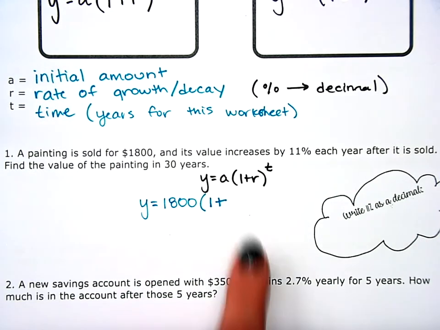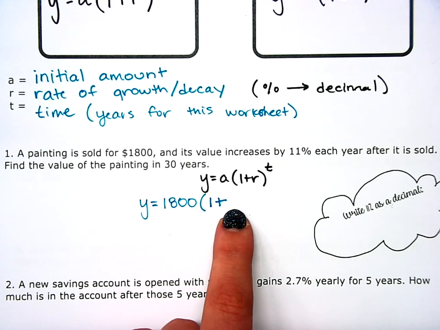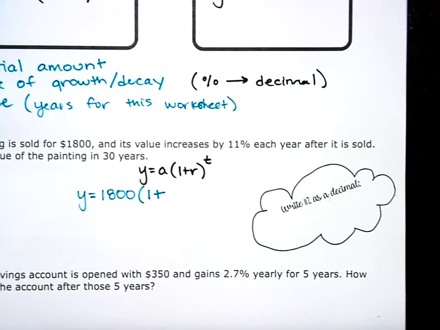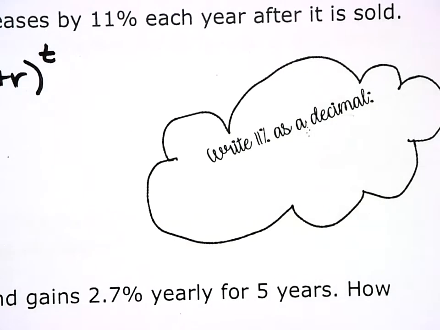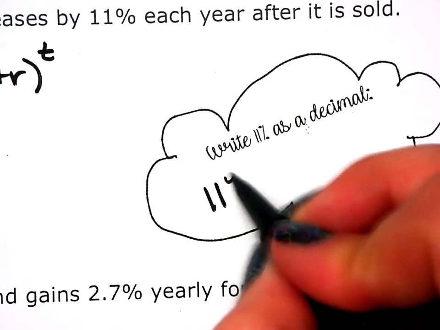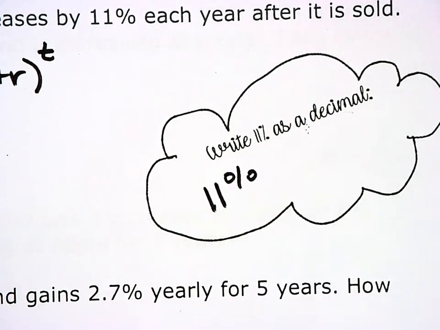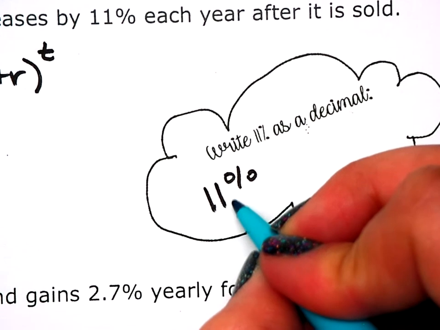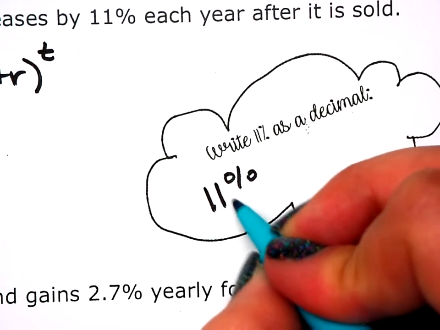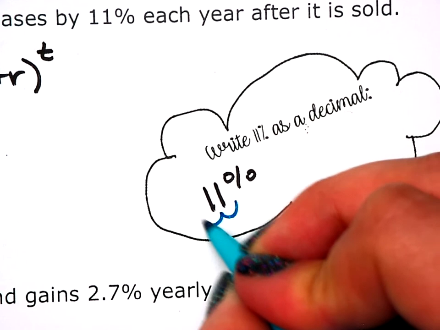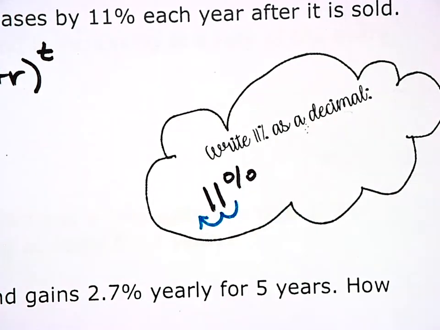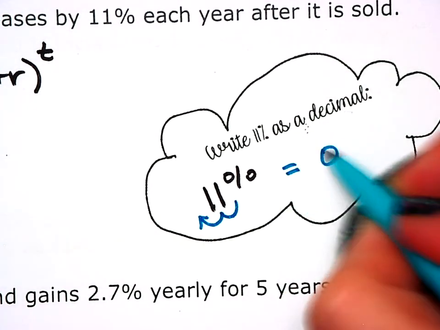Now careful here, we don't want to write 11. We want to write 11% as a decimal. So let's do that real quick off to the side. We want to write this as a decimal. So 11%. We want to take the decimal that's in this imaginary number right here. It's not written, but we know it's here. And we want to move it to the left 1, 2 times. So as a decimal, this is going to be 0.11.